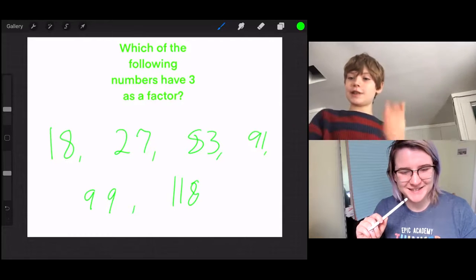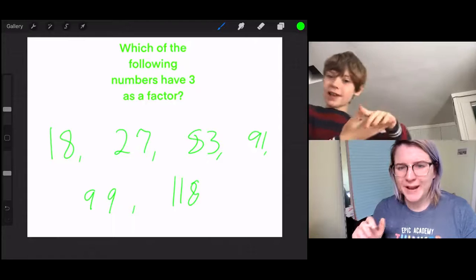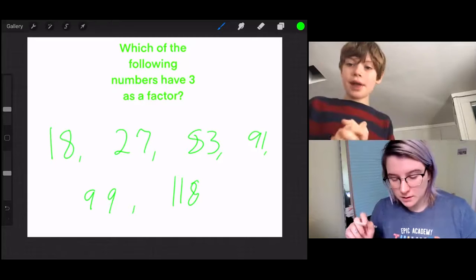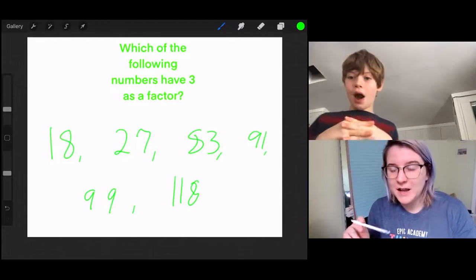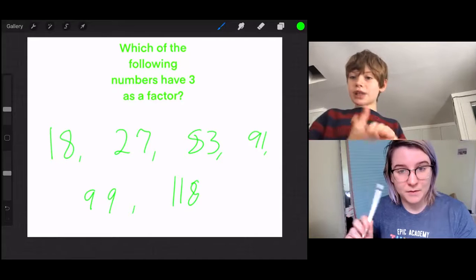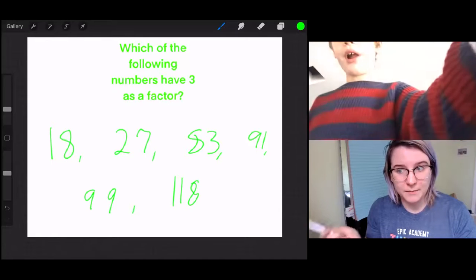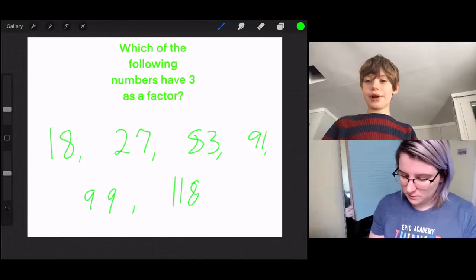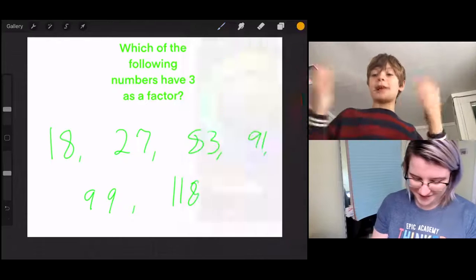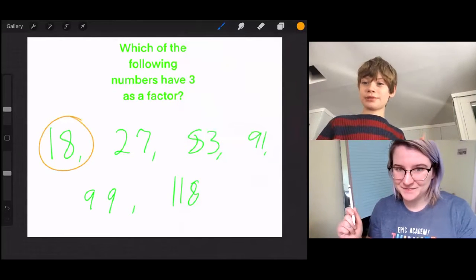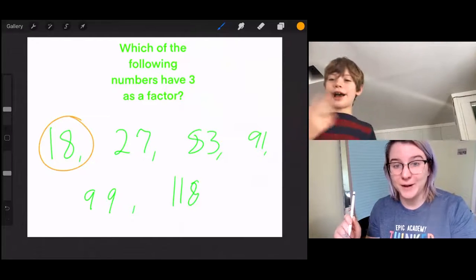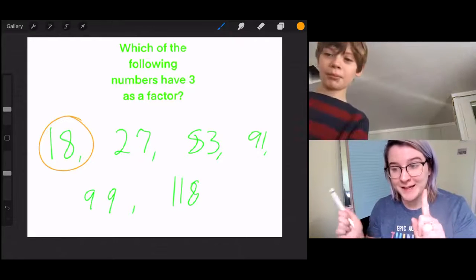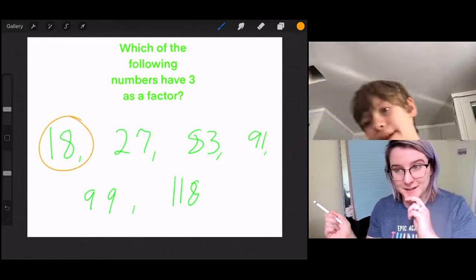We know that 18 is a factor of 3. Wait, let's go to the basics. Let me tell you how we know that 18 is a factor of 3. I think you've got it confused. Since 18 is a multiple of 3, does that mean that 3 is a factor of 18? Yes. Don't get it confused. 3 is a factor of 18, right? Because we can multiply 3 by a whole number and get 18.